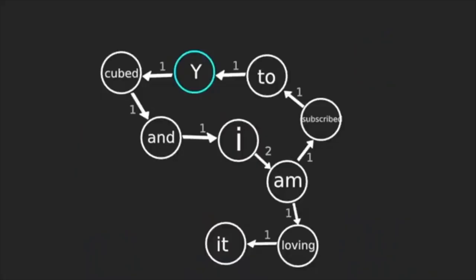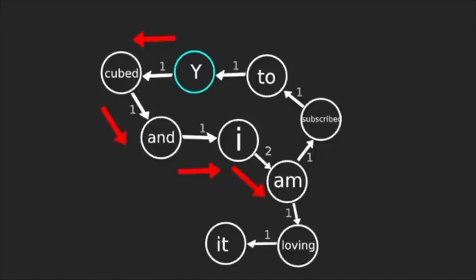So here's an example of what I mean by that. Let's take the graph that we just saw, and let's say that our starting word is Y. So I'm at Y. There's only one arrow out and it's to cubed. So my generated text is going to be Y cubed. And because and is the only word that follows cubed, and then of course I, because I is the only thing that follows and, and then am, right? So Y cubed and I am.